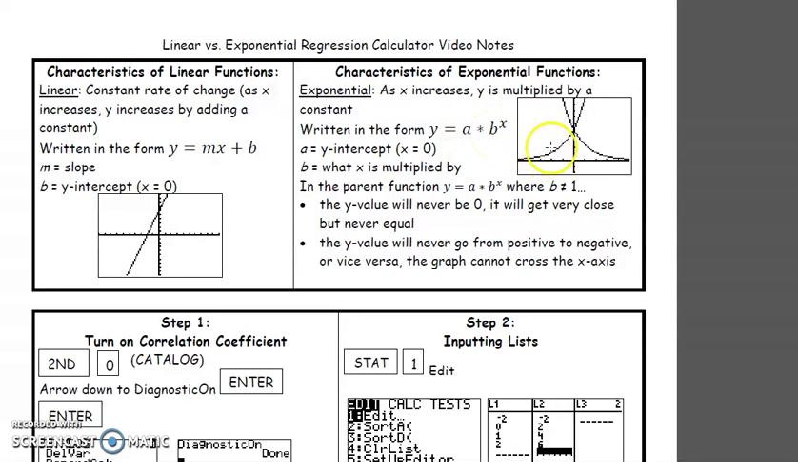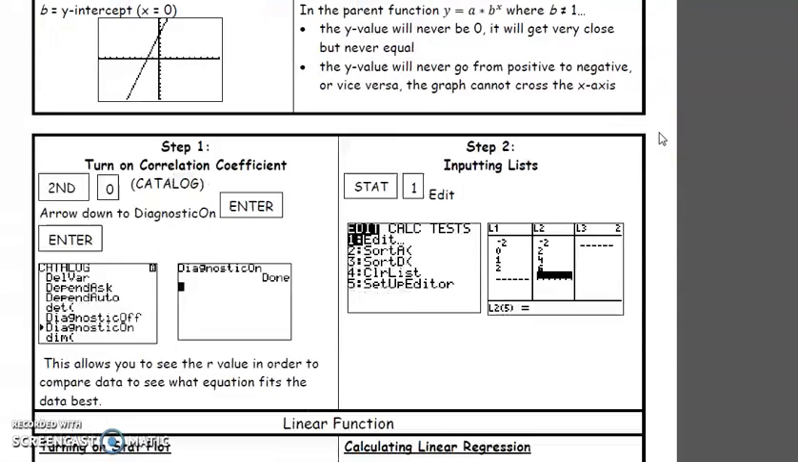So exponential functions will look like this. This will be an increasing function, which we've been focusing on in class the last few weeks. And next week we'll start looking at decreasing functions. How is that going to affect our growth factor right here? So let's take a look at the next step.